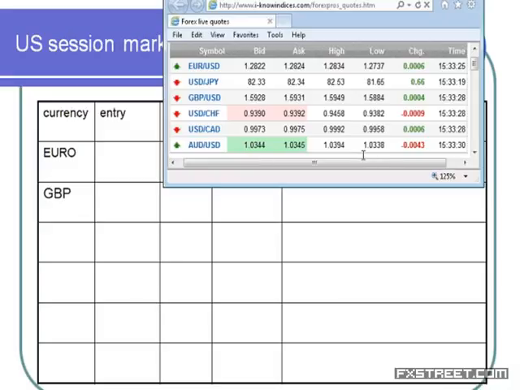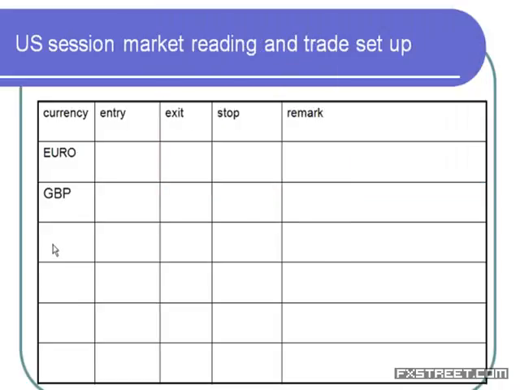Whereas the Australian dollar is closer to the low. They made a brief downward movement and then came above, and they are holding above the initial low.